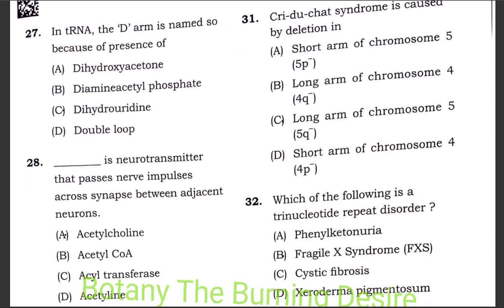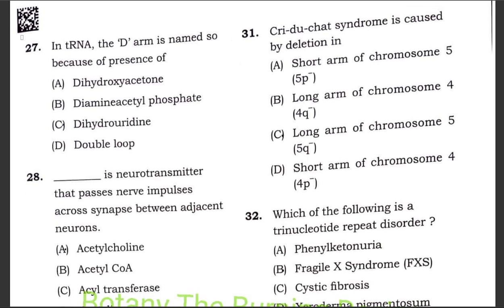The next question is: in tRNA, the D arm is named so because of the presence of dihydrouridine. C is the right answer. Then: what is a neurotransmitter that passes nerve impulses across synapses between adjacent neurons? Acetylcholine is the right answer. Then cri-du-chat syndrome is caused by deletion, question number 31. It is the short arm of chromosome 5, the P arm. P is the short arm and Q is the long arm. Which of the following is a trinucleotide repeat disorder? Fragile X syndrome is a trinucleotide repeat disorder.